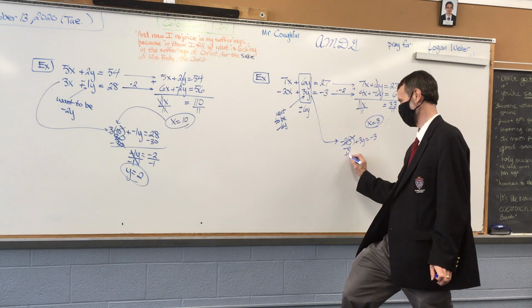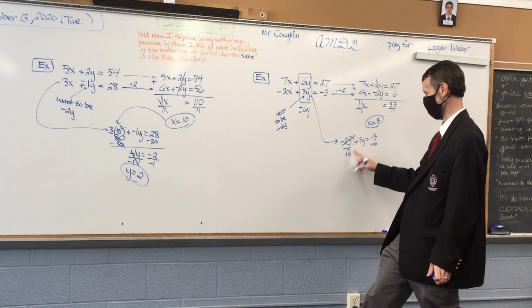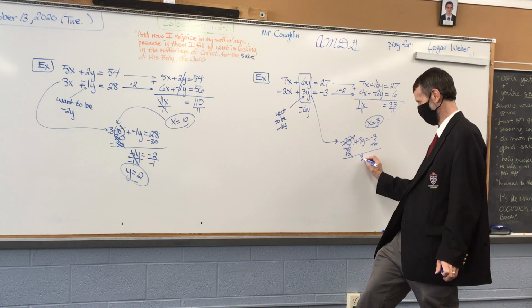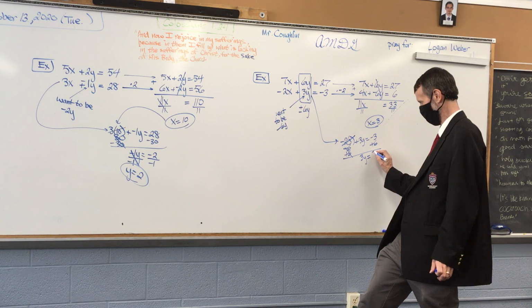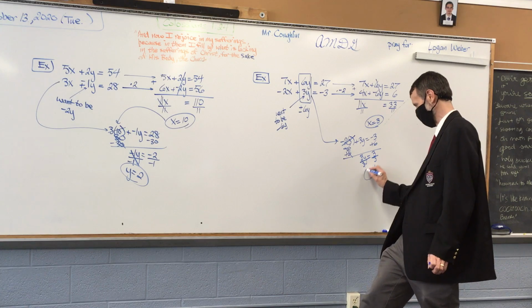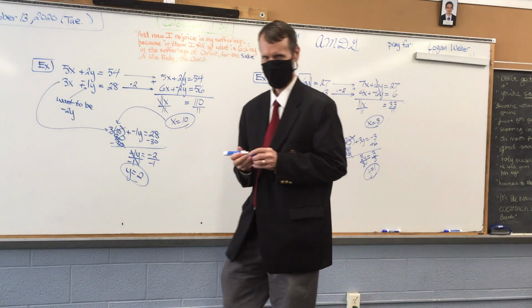Yes, so add 6 to both sides to get rid of that, because that's farthest away from the y. Okay, so what do you have left? 3y equals 3. Divided by 3, y is 1. y is equal to 1. Done. Does that make sense?